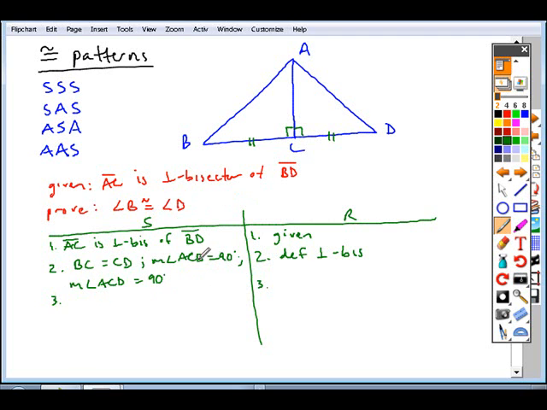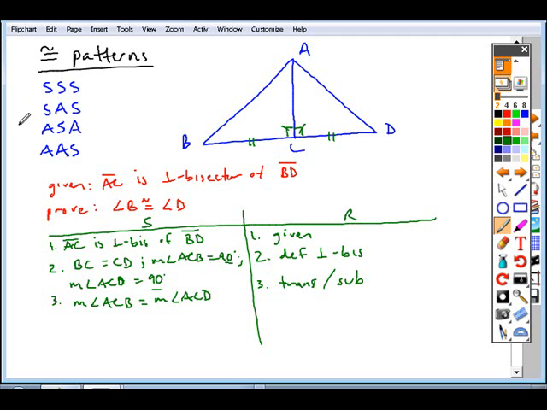I have two things, ACB and ACD, that are equal to the same thing, 90 degrees. So what do I know about two things equal to the same thing? They are equal to each other, right? So the measure of angle ACB is equal to the measure of angle ACD, because two things equal to the same thing are equal to each other. That is the transitive property or substitution.